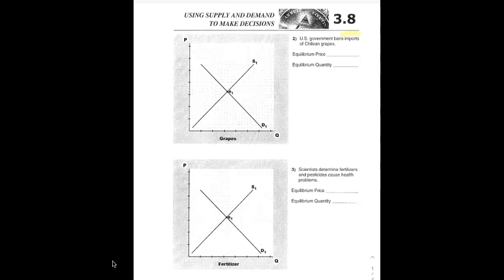So I'm going to do number 2 with you here. There is no number 1. The event: the U.S. government bans the import of Chilean grapes. Our market is for grapes. So what we are looking at is the government has decided that they're not going to allow as many sellers to have grapes in the country. So this is affecting the suppliers directly. We're going to see a decrease in supply.